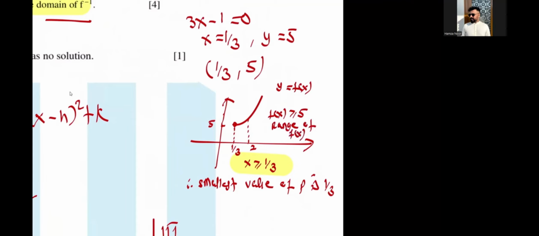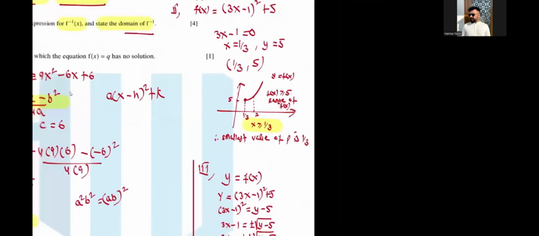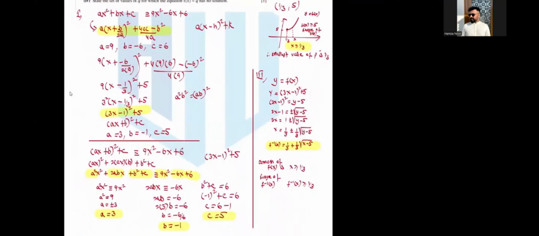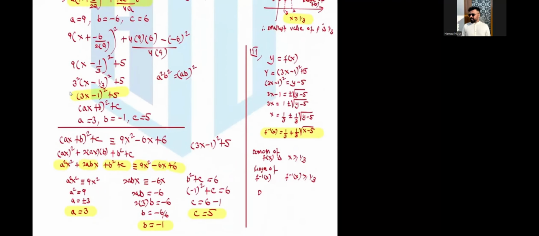Now the range of f(x) will become the domain of f inverse x. So the domain of f inverse x is that x is greater than or equal to 5. This was also the requirement of part 3. The range of f(x) becomes the domain of f inverse x, and in order to find the range of any function, it is always helpful to sketch the graph, which I have already sketched above.